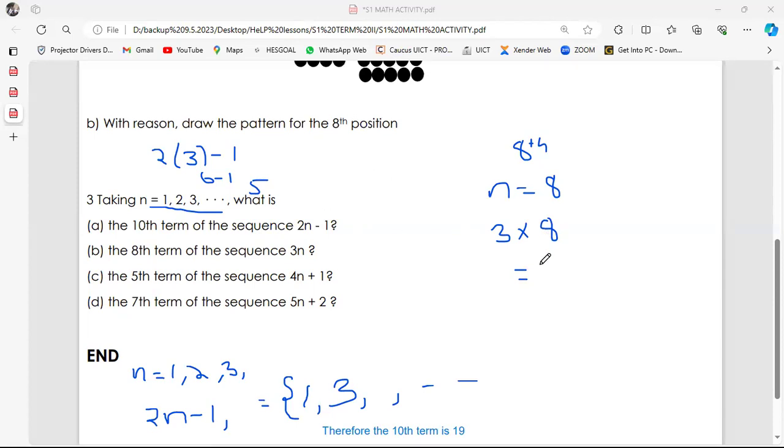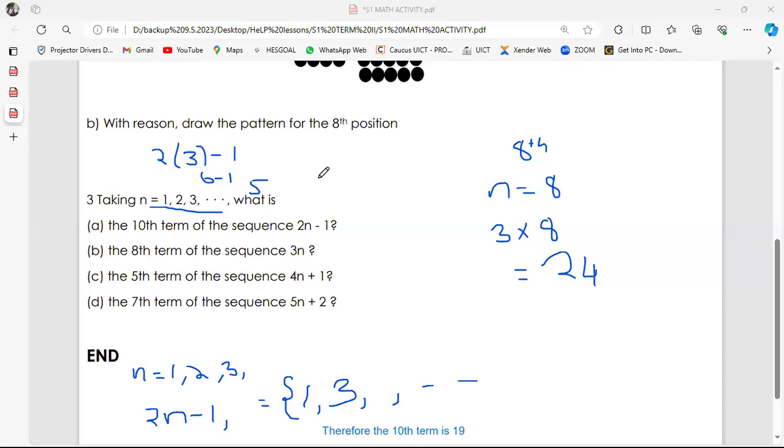3 times 8 is 24. Yes, someone has told us the answer is 24. Okay, 3 times 8 is 24, and that was going to be the 8th term of that sequence. Okay, I want people to get the 5th term of that sequence. I expected you to have got all this in your activity while you were trying out.